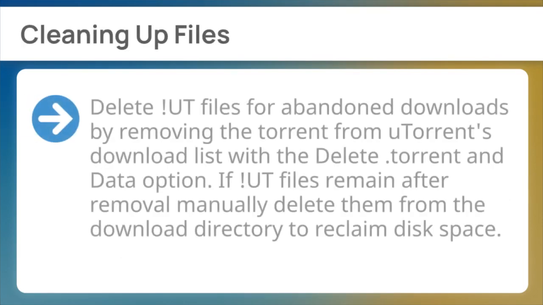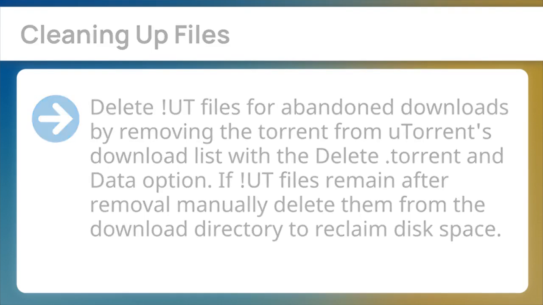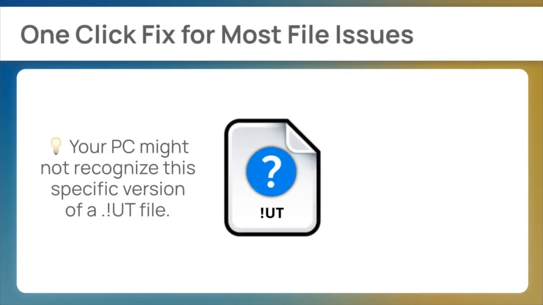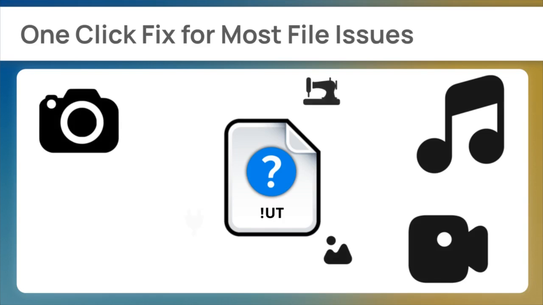Finally, cleaning up files. Delete .ut files for abandoned downloads by removing the torrent from uTorrent's download list with the delete .torrent and data option. If UT files remain after removal, manually delete them from the download directory to reclaim disk space. If compatibility checks failed, it is likely because the file extension name is shared by different developers for unrelated formats, causing your PC to use the wrong reading language.